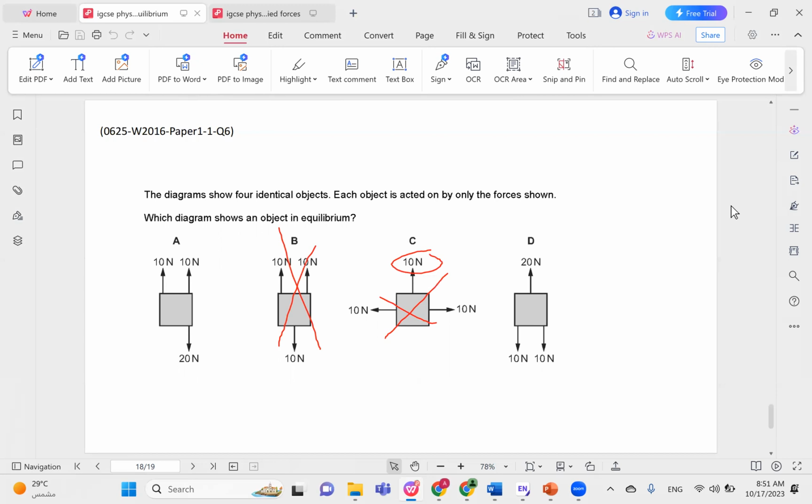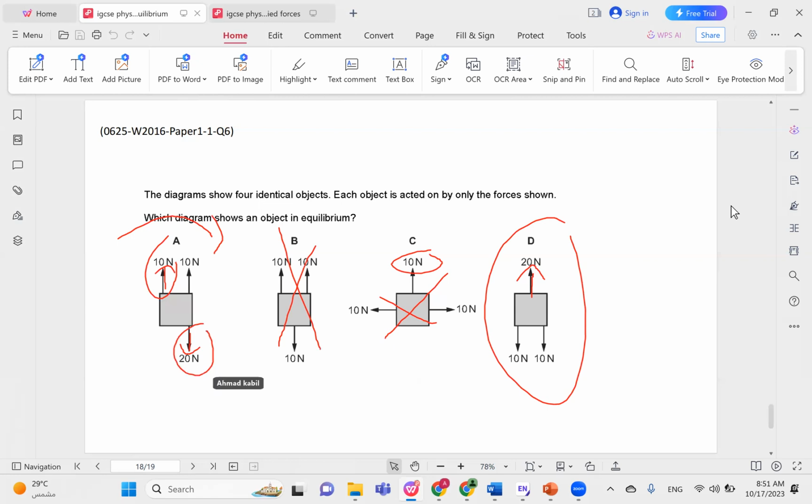Instead of complicating things with moments and so on, which of these do you think is the better choice? Is it choice A or choice D? Of course, choice D is the better choice because the 20 is in the middle between the 2 10s. In a sense, these cancel out. However, if you put 20 on the edge, you're going to have a clockwise moment because of the 20 and the 10.